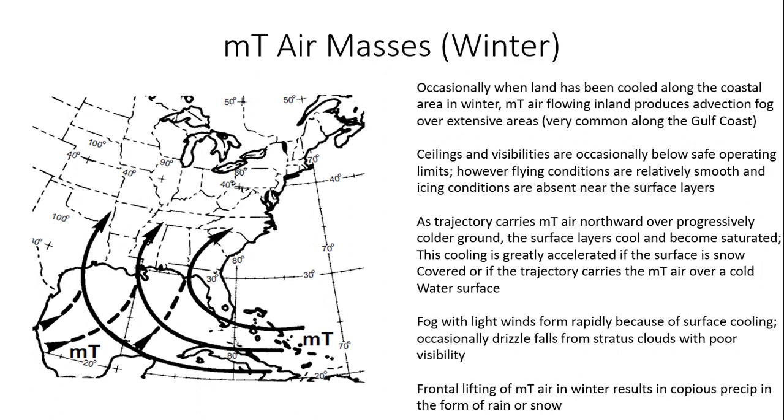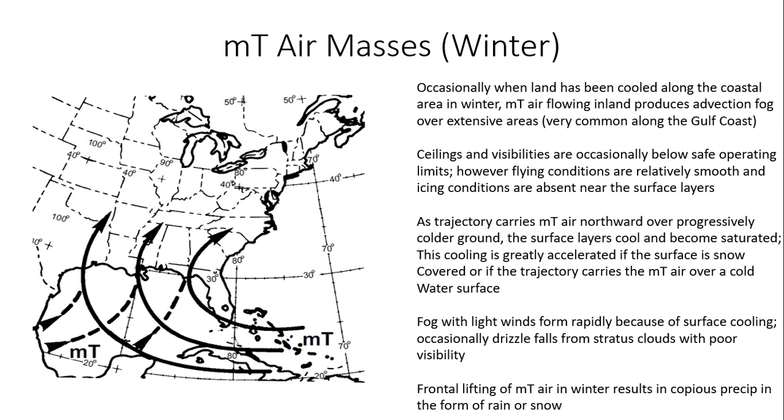I have lived down along the Gulf Coast, I have lived around the Pensacola area, and I have personally seen how thick this fog gets around the Pensacola area, this advection fog in the wintertime. Literally, you will have airports shut down because the visibility is less than an eighth of a mile, for example, when this warm, moist air runs up over the cooler land surface of winter in December especially. Ceilings and visibilities are occasionally below the safe operating limits for most pilots.